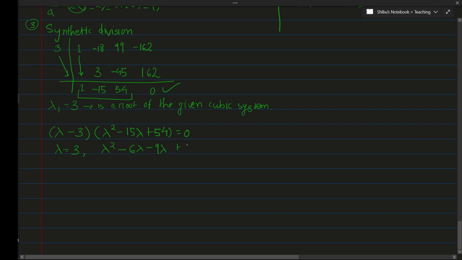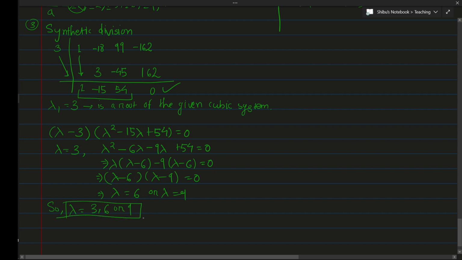As you know from elementary school, if you take lambda common, lambda minus 6, and if you take minus 9 common, lambda minus 6 equals 0. Now if we take lambda minus 6 common, it will be lambda minus 9 equals 0. So you have lambda equal to 6 and lambda equal to 9 as your solutions. So overall we have lambda equal to 3, 6 or 9 as our solution. This is how we are going to solve a cubic equation. Thank you for your time and have a good day.